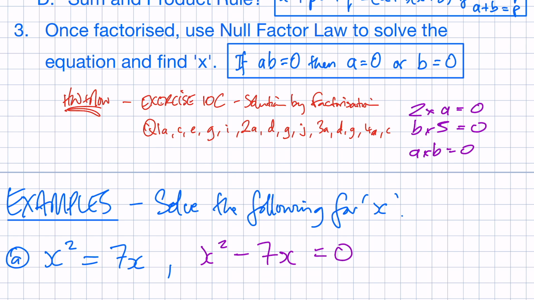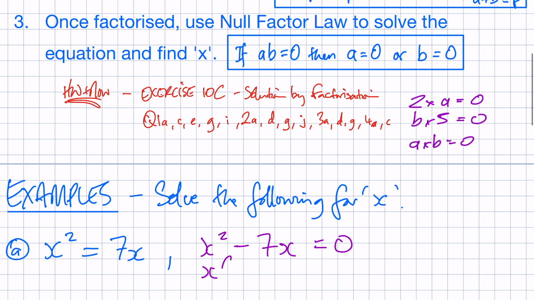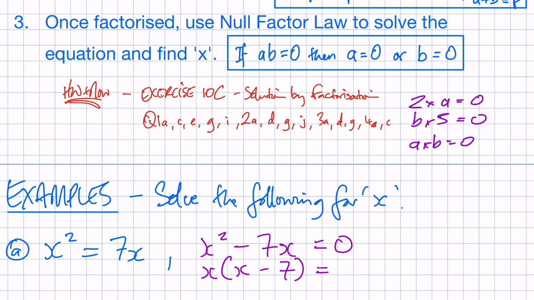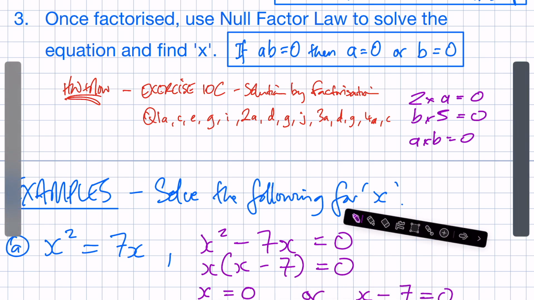Which factorization is going to work here? Any idea? Common? What's common in both? x. Where does the common factor go? On the outside of a set of brackets. What goes inside? x, take away 7, equals 0. Why is that helpful? Because that's null factor law. I have something times by something else is equal to 0. So what could x be? x could equal 0, or x takes 7 could equal 0.